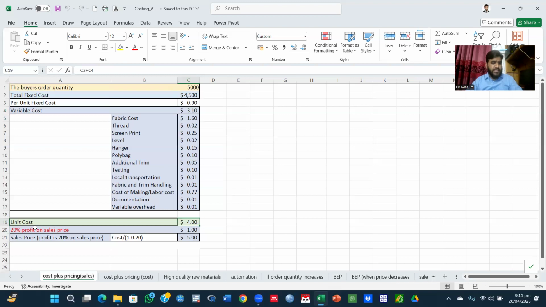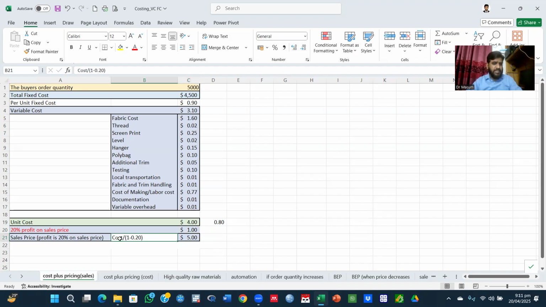And your company policy is that you will earn 20% profit on sales price, not on cost price. 20% on cost would be 0.80 added to $4, but your profit here is shown as $1. That means it is not on your cost. You are going to calculate 20% profit on your sales price. So in that case, how will you calculate the profit on sales price?